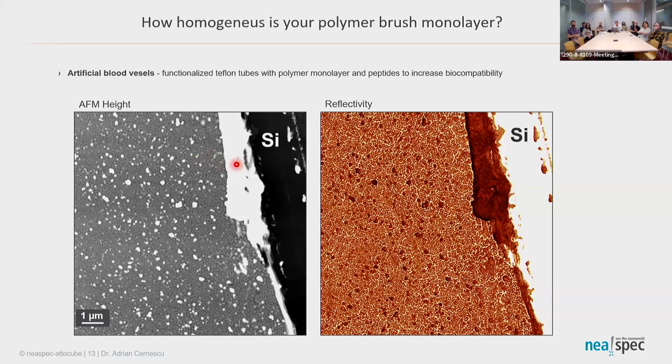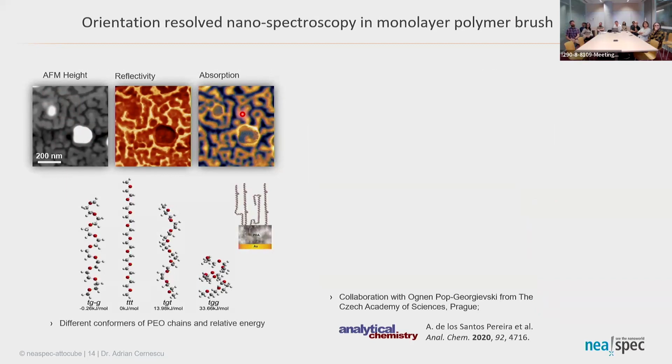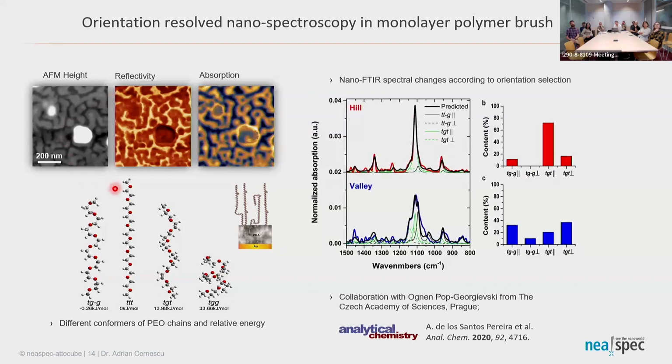But when you make a zoom-in image, you see that there are some domains in the topography, and the reflectivity and absorption show also a very clear contrast of these domains. So we thought that this functionalization maybe is not homogeneous, maybe it's not everywhere, but in fact, we realized that this polymer brush comes with different orientations, so different conformations at the same time. And although the deposition was everywhere, these different conformations could be seen in the nano-FTIR spectra.